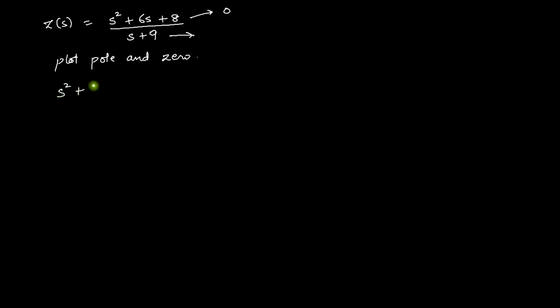S square plus 6s plus 8 equal to 0. The values of s after solving this equation will give us the zeros. I can factorize it into s plus 4 into s plus 2 equal to 0. This gives s equal to minus 4 and minus 2. That means s equal to minus 4 and minus 2 are the zeros of this network.